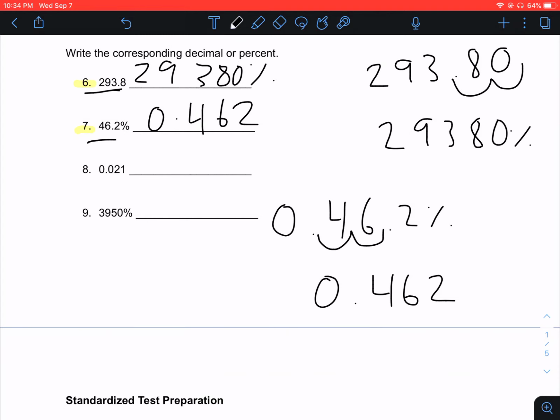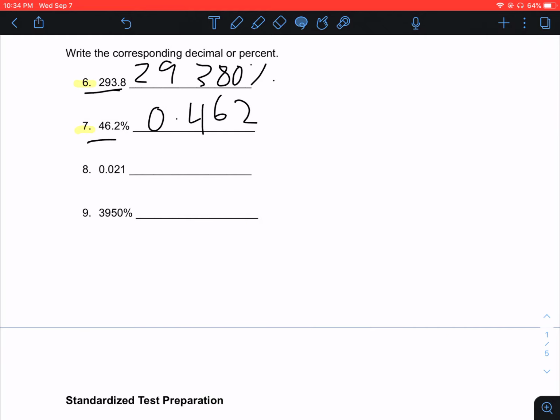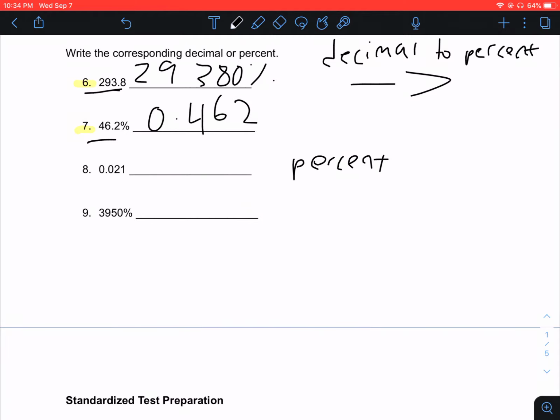So whenever you're going from a decimal to a percent, you always want to move to the right. So decimal to percent, move decimals to the right. If you want to go from percent to decimal, move the decimals to the left.